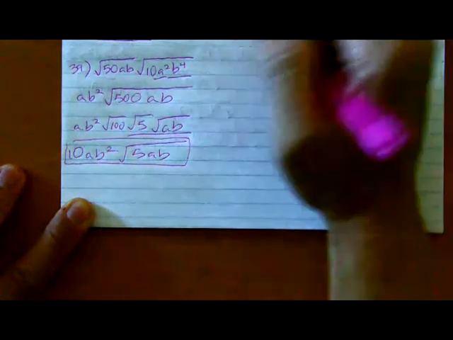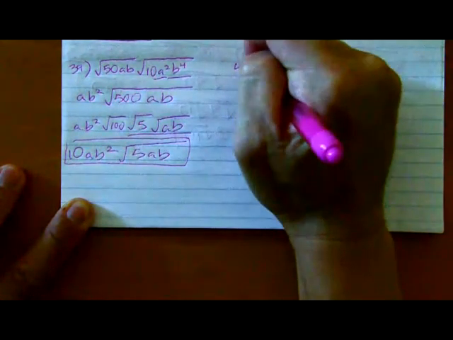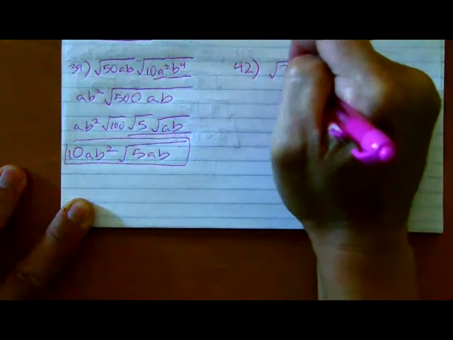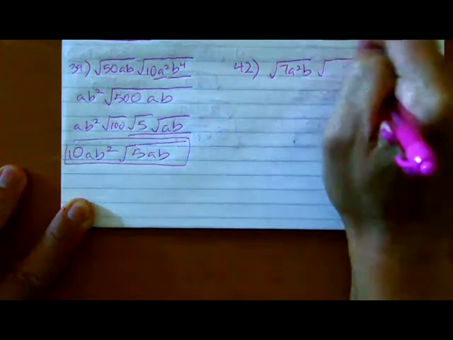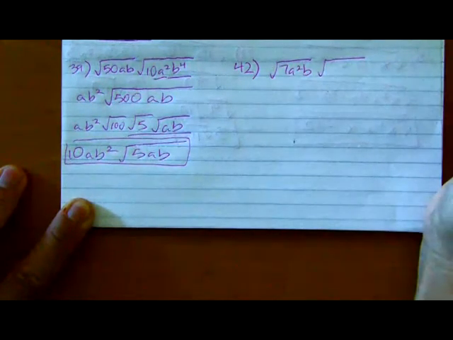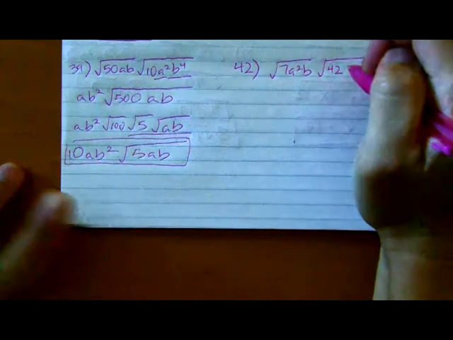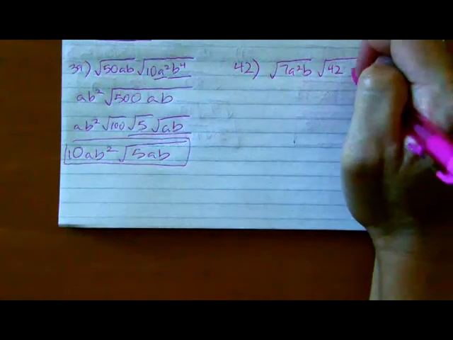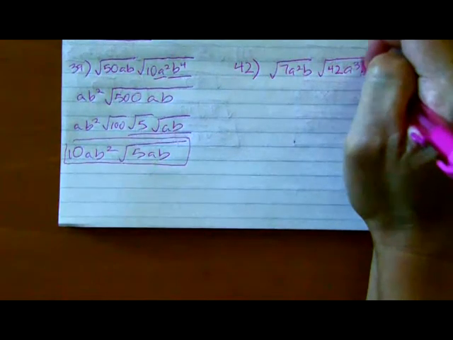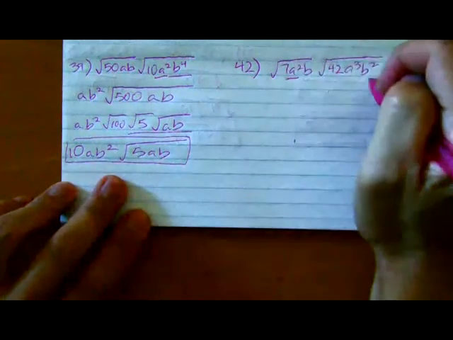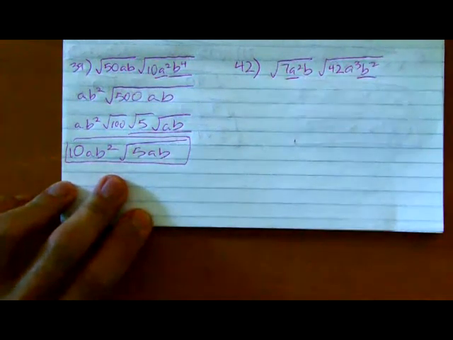Number 42. Radical 7 a squared b times radical 42 a to the third b to the second. I can square root the a squared and the b squared. That's just a and b.